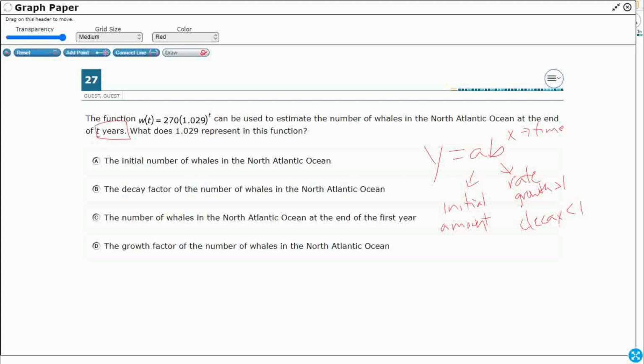All right, so let's put this: w of t equals 270 times 1.029 to the t, okay? So 1.029 is in that b location right there, so that's going to be your rate. It's going to be a growth rate since it is slightly larger than 1. And so here we go. The answer is D. It's a growth factor of the number of whales in the Atlantic Ocean. So it's not a decay factor. See, it is a factor, but it's not a decay factor because it's not less than 1. So that's kind of tricky. But our answer here is D.